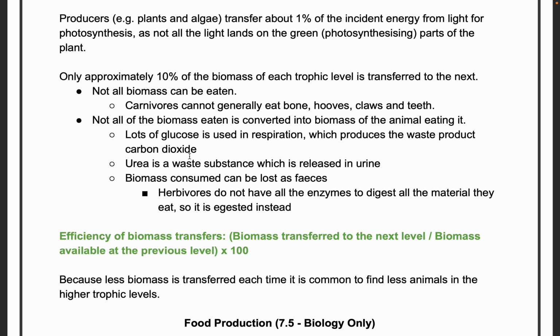Okay, so for every level there is a loss of energy. Only approximately 10% of the biomass of each trophic level is transferred to the next. Not all biomass can be eaten, so much of the plants may go to waste. And not all of the biomass eaten is converted into biomass of the animal which is eating it. The animal also spends energy, which won't form into the biomass of the animal. So lots of glucose is used in respiration, urea is produced as a waste substance, and biomass consumed can be lost.